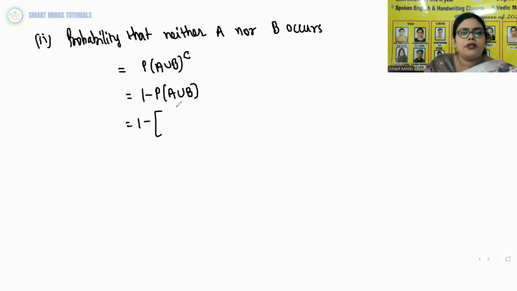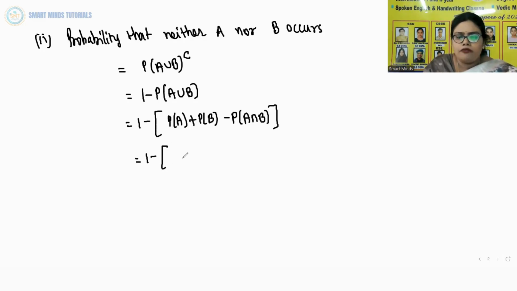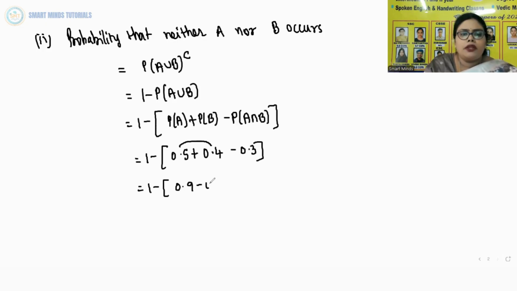1 minus, in the place of P of A union B, we will write P of A plus P of B minus P of A intersection B. So that is 1 minus, what is P of A? 0.5 plus P of B is 0.4 minus P of A intersection B is 0.3. So 1 minus, 0.5 plus 0.4 is 0.9, 0.9 minus 0.3. That is 1 minus 0.6. 1 minus 0.6 is 0.4.